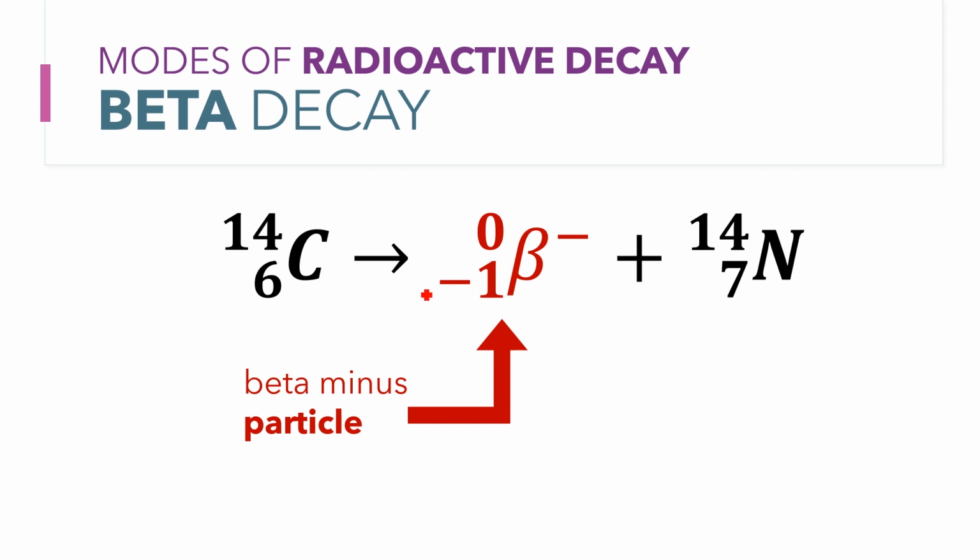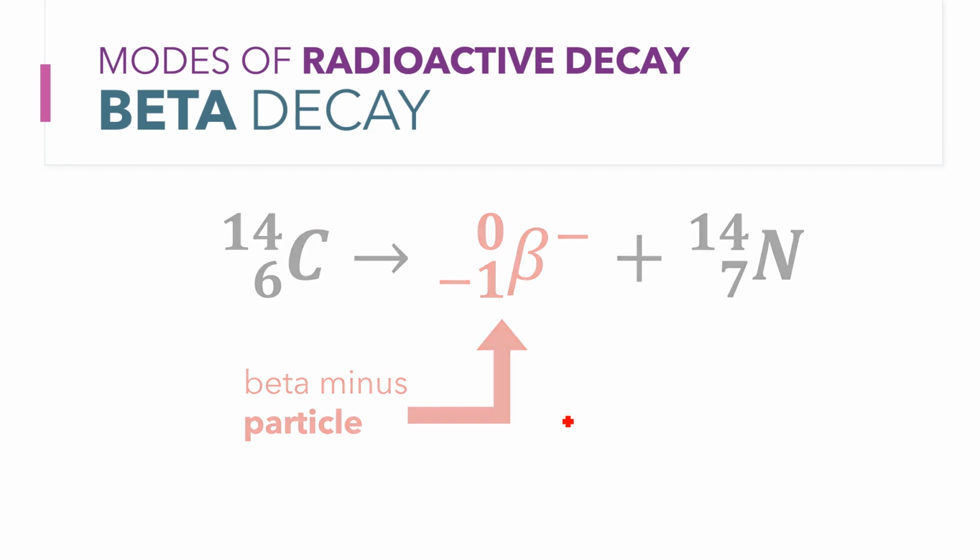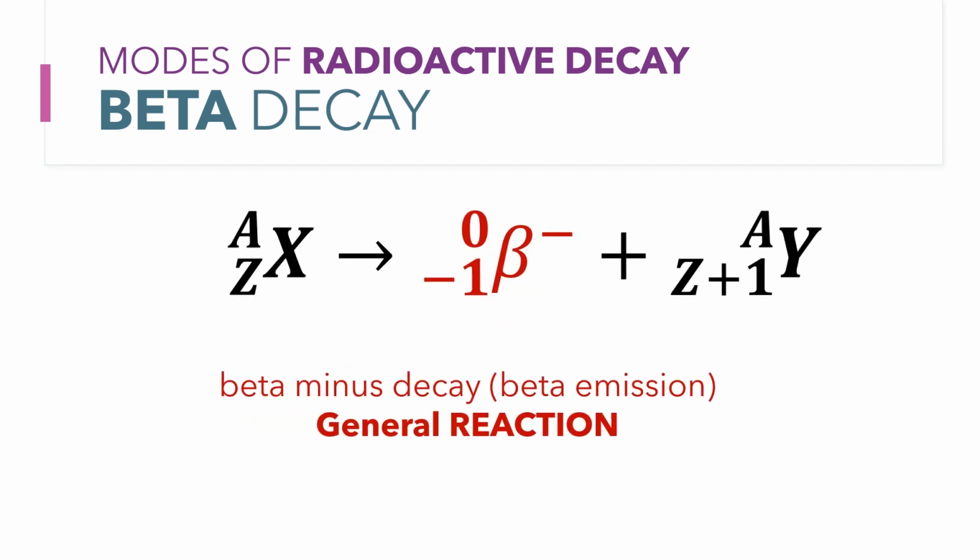Ang nangyayari sa beta minus particle is, di ba, conversion ng neutron into proton. So, nadadagdagan yung proton natin. So, kung titingnan natin to, nag-transform siya into 7. So, there is a conversion na nangyari. But kasi kung mapapansin natin, the same lang din naman yung Z. Ay, yung A pala, sorry. So, that is your beta minus. And this is the general reaction for the beta minus decay. So, dadagdagan ng 1 yung ating atomic number.